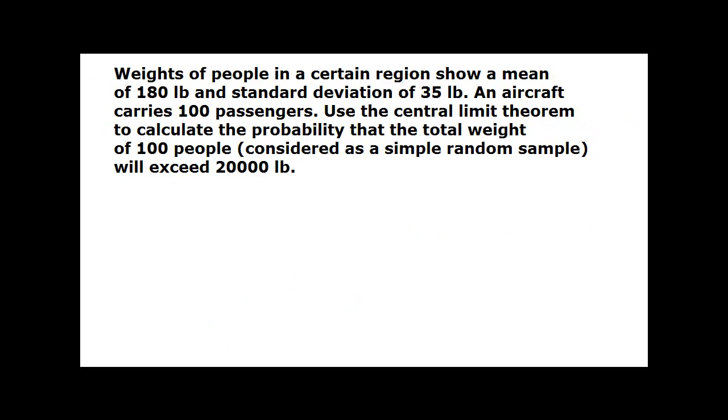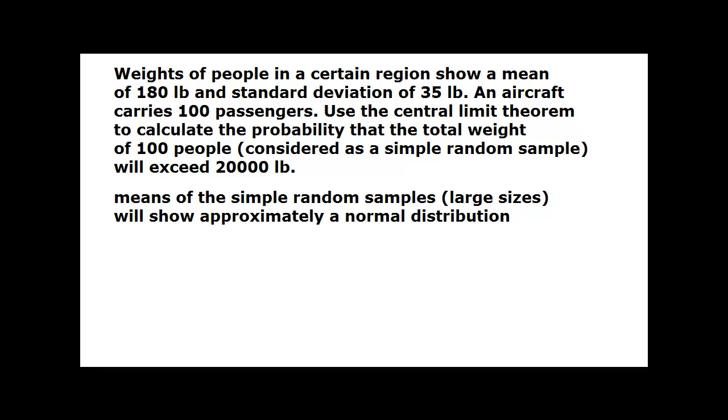Okay, so if they are looking for the cutoff for the top 10%, it will be 1256.31. Now let's take the last example in this discussion. We are given that the weights of people in a certain region show a mean of 180 pounds and a standard deviation of 35 pounds. And we have to use the central limit theorem to calculate the probability that the total weight of 100 people, which we are going to consider as a simple random sample from this population, will exceed 20,000 pounds, that is, will be more than 20,000 pounds.